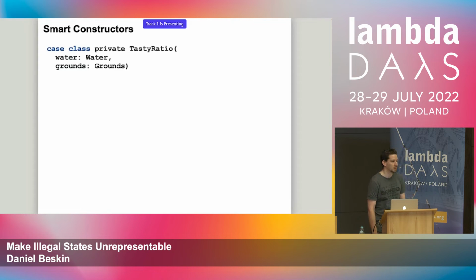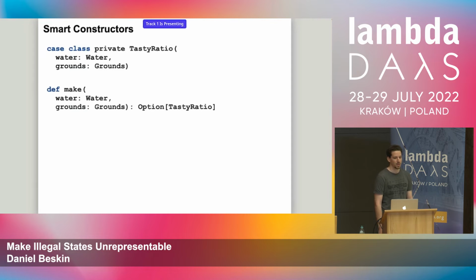constructors. So a smart constructor basically limits the way we can build instances of our values. This is the Scala-specific way, but most languages have some equivalent of this. First of all, we mark our constructor as private, so we can no longer instantiate instances of tasty ratio directly from the constructor. And then we create our own smart constructor that requires that everything is legal.